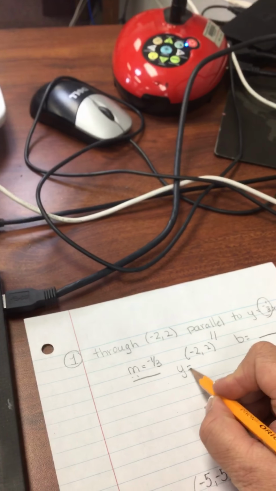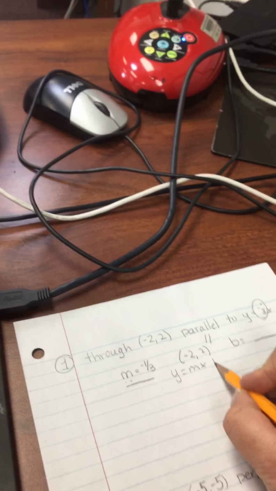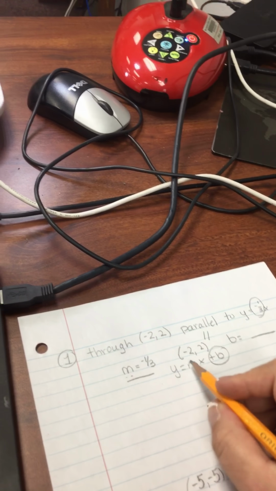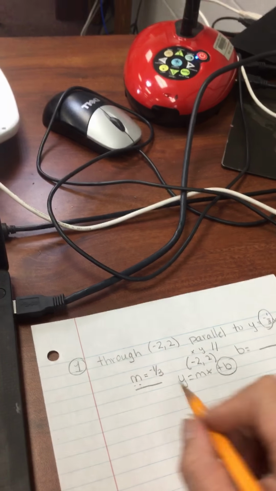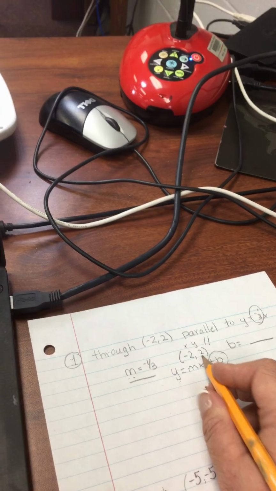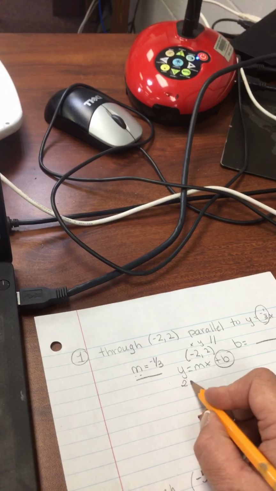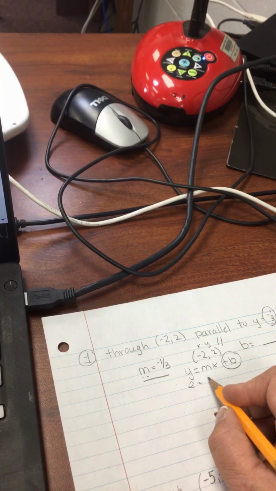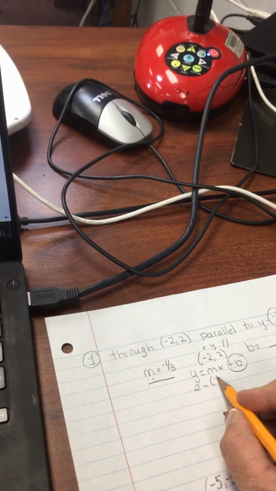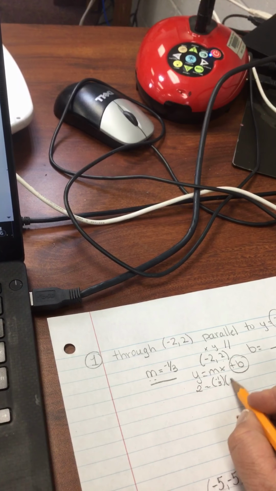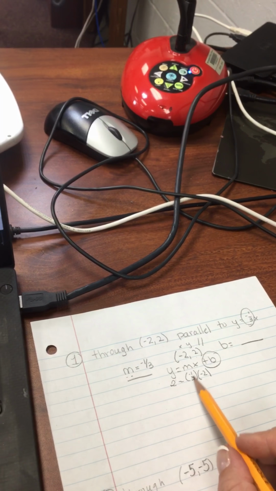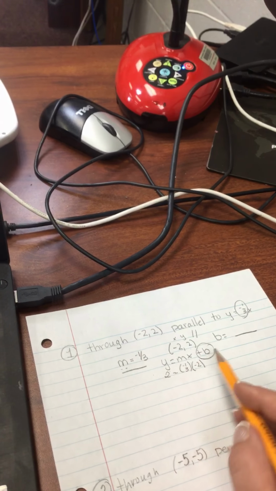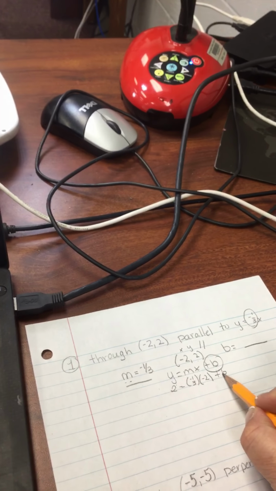So y = mx + b. b is what we need to find. So the x and y are going to come from this point that we know. So the y in this case is 2. m times x is -1/3 times x of -2. So the -1/3 is from this slope, and the x is -2 from the point. And we don't know what b is.